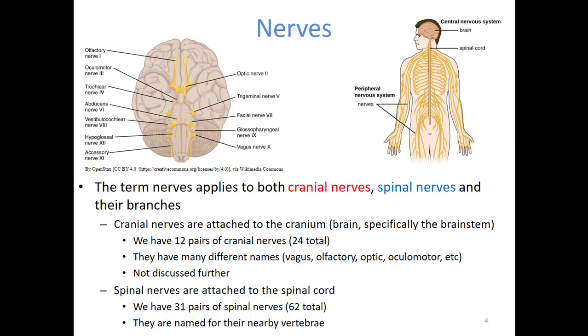Looking at the cranial nerves, we have 12 pairs of them, so 24 total, and they have many different names, such as the vagus nerve or optic nerve. We will not discuss the cranial nerves further in this video, but I do want to spend some more time talking about spinal nerves. We have 31 pairs of spinal nerves, so 62 total, and each is named relative to its nearby vertebra.